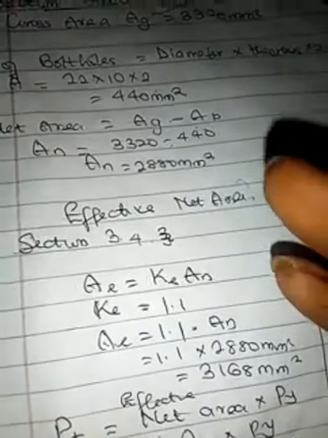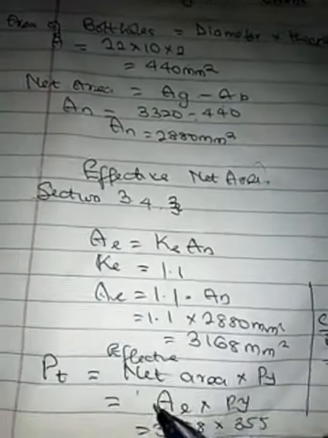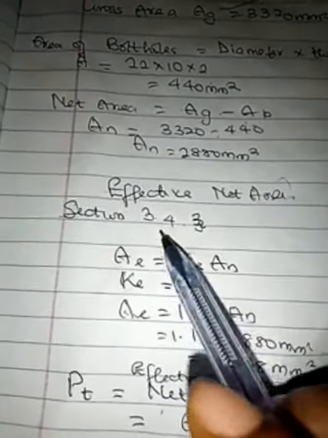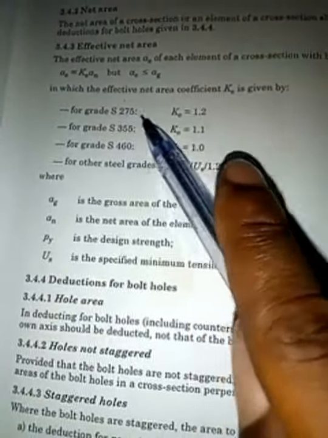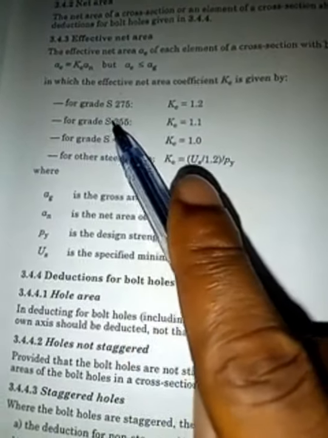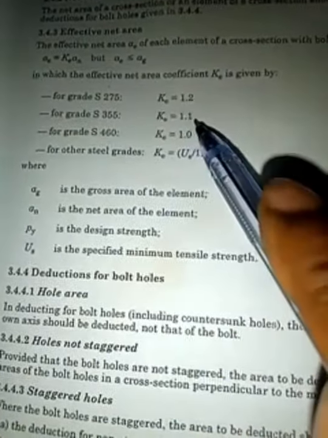Your effective area is KE AN. KE is a constant that varies. It depends on what you are given. So let's look at the table so you can see the values of your KE. Depending on the steel grade, it could be 1.1, it could be 1.2. So 3.4.3. Effective area AE is KE AN. Are we good? So for grade S275, KE is 1.2. For grade S355, KE is 1.1. So we are using grade S355. Our KE will be 1.1.